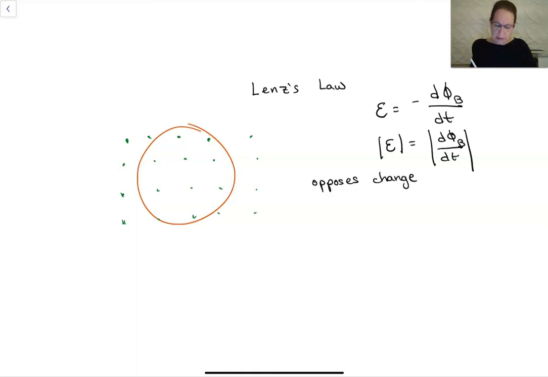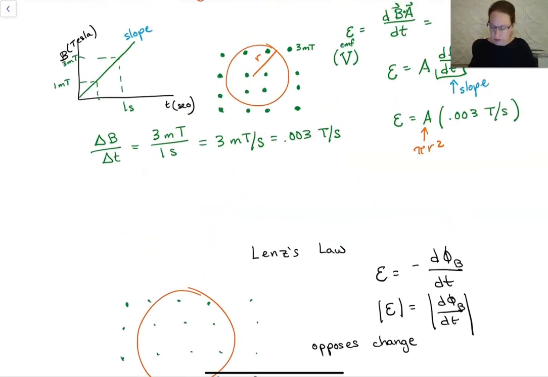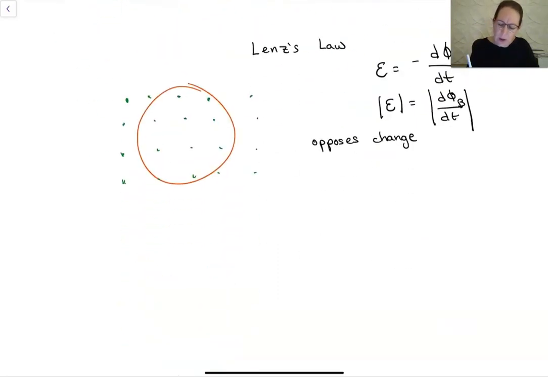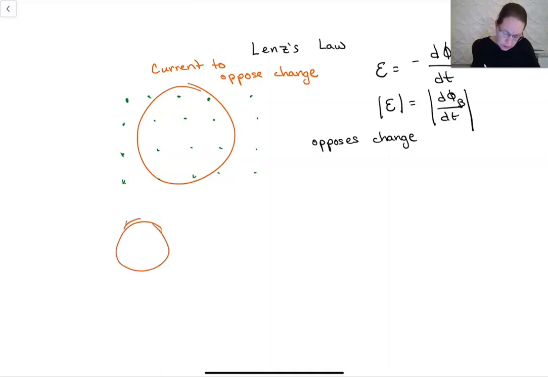Because what happens is, if we go along this previous example where we had an increasing magnetic field, we get a current. So if this is a conductor, we get a current to oppose the change. So we've got two options, really. I can think about my loop. I could have a current that goes this way, right? Or I could have a current that goes this way.